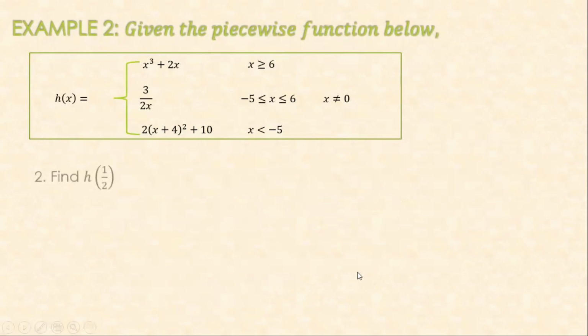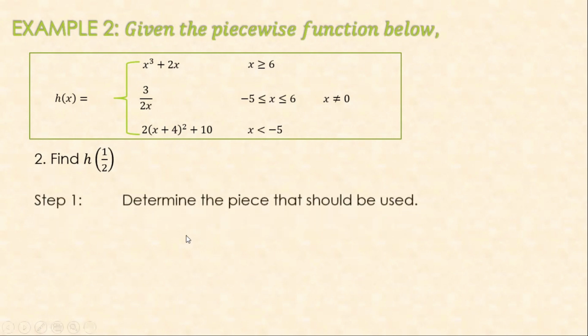Second, we're going to find h of 1/2. So again, the first step that we have to do is to determine the piece that should be used. So what do you think? Is it the first piece of the function, the second piece of the function, or the third piece of the function? So in order for you to know which of these three you will use, you have to check where 1/2 belongs in each of the conditions that we have here. So therefore, 1/2 is in the second piece of the function.